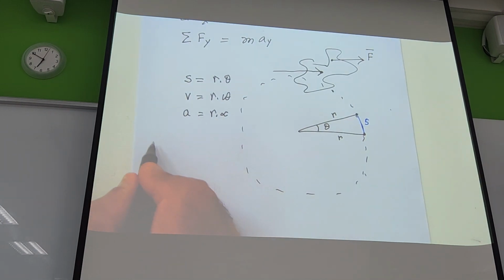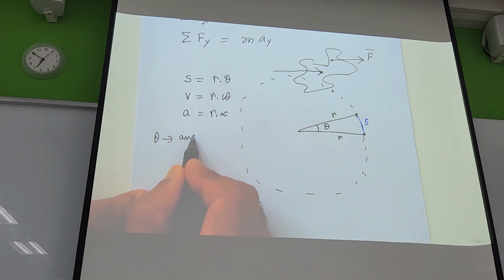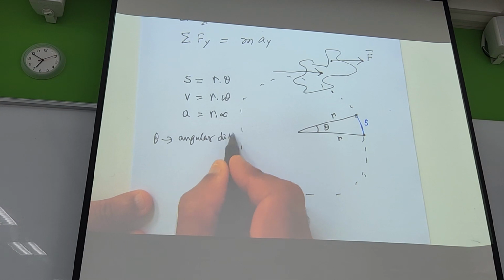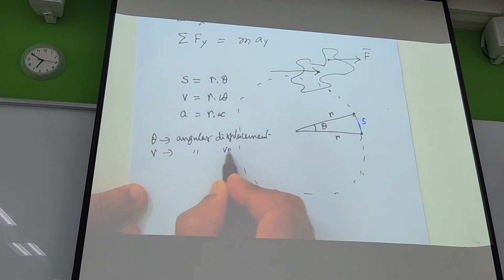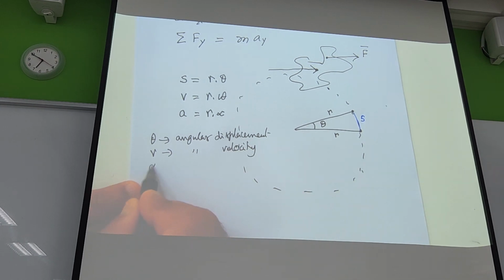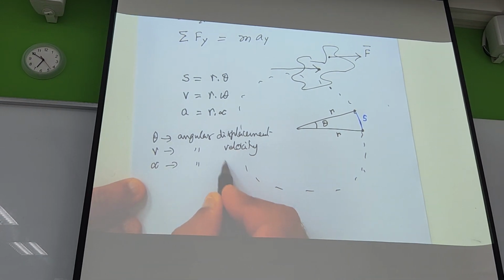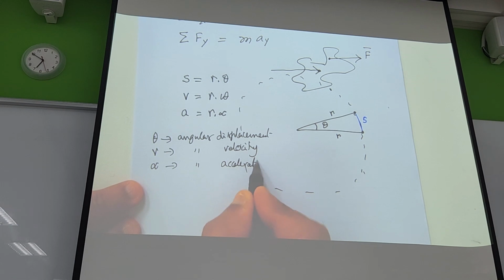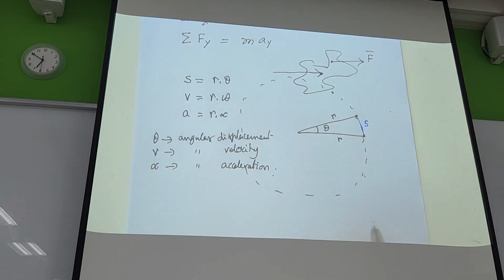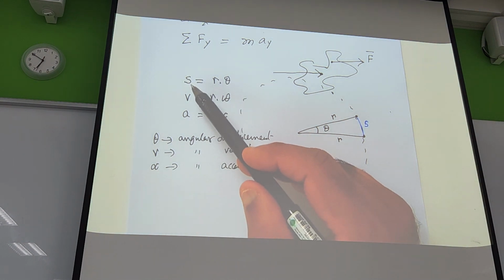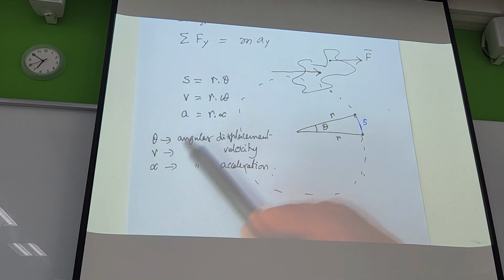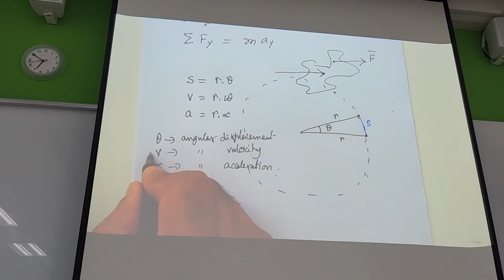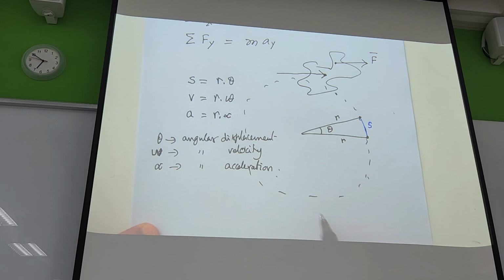So we can write theta is angular displacement, omega is angular velocity, and alpha is angular acceleration. So this is how we can relate the linear variables displacement, velocity, and acceleration with angular variables theta, omega. I'm sorry. Here I wrote v, it should be omega. Okay, angular velocity, omega.